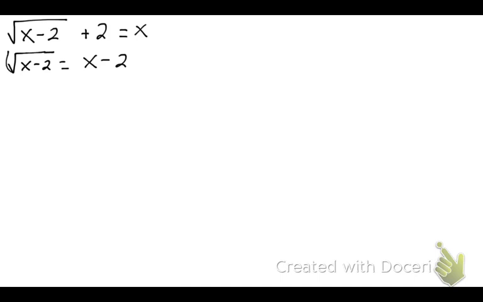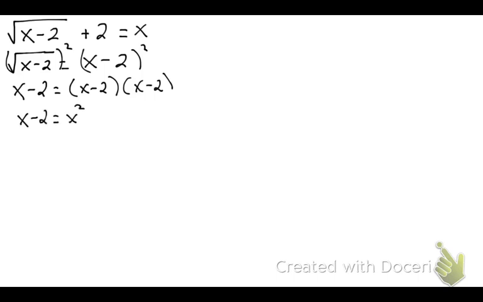Now that we've isolated the square root, we can square both sides. This would give us x minus 2 equals x minus 2 times x minus 2. I'm going to use FOIL to multiply that out and get x squared minus 4x plus 4 when I'm done. Right? You could also use distribution. This is a quadratic again. So I'll subtract x and add 2 to both sides. x squared minus 5x plus 6.